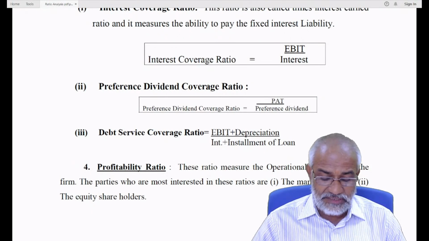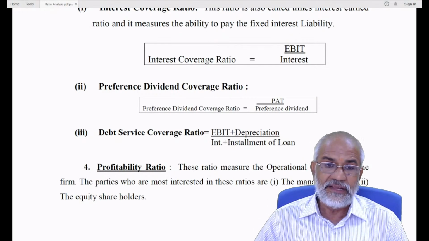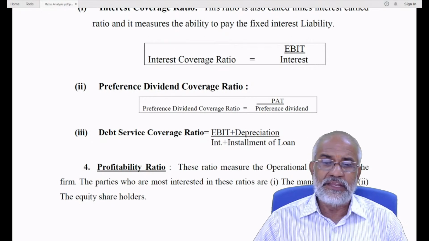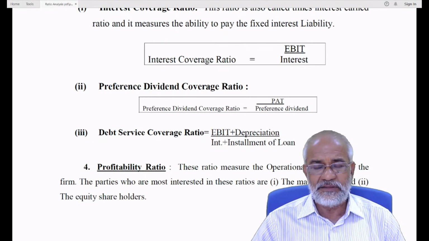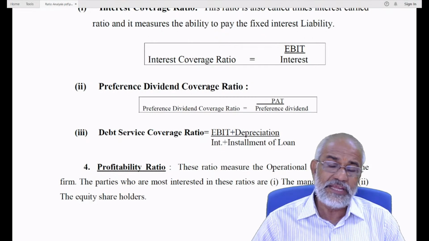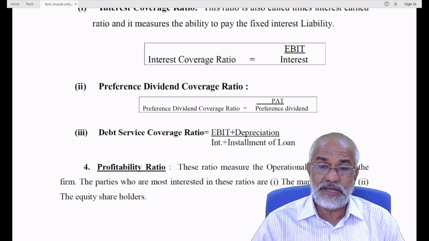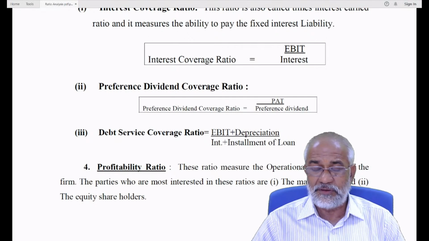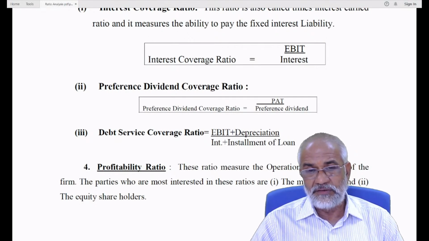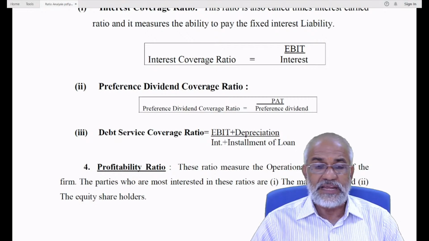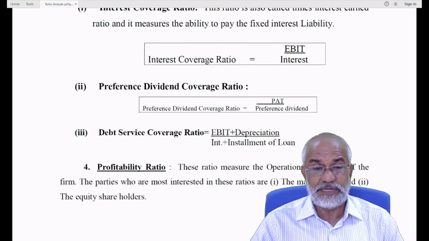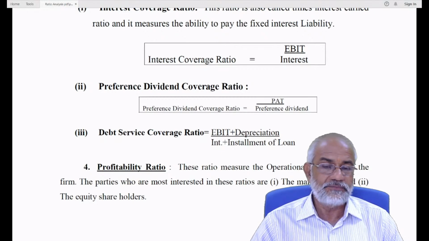Interest for the year as well as the installments due for the year has to be taken as the denominator, and earning before interest and tax plus depreciation has to be taken as the numerator. When EBIT plus depreciation, or net cash accrual, is divided by the interest plus installment for the year, it would be the debt service coverage ratio. It must be 1.75 times or more for the organization, so that the bank would be in a safer position to finance the organization, particularly in respect of term loans, long-term loans.